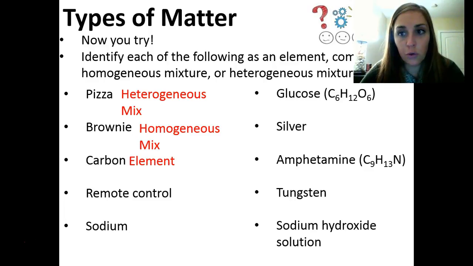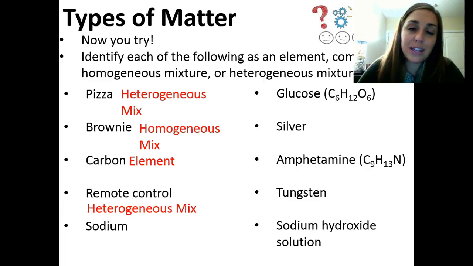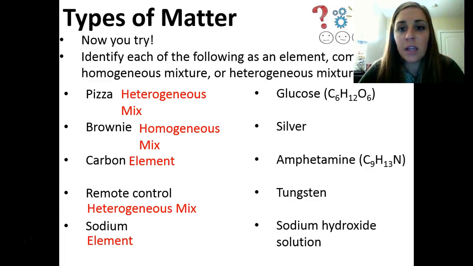A remote control, multiple phases. The rubber buttons look different than the plastic, which is different from the batteries, which is different from the wires. So there's multiple phases. It's automatically heterogeneous mixture. Sodium, it's on the periodic table. If you're looking at the periodic table, look to the left if you weren't able to find it. Na, sodium, element.